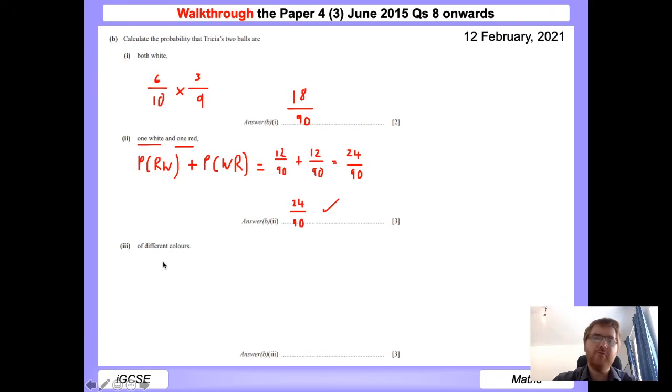Now part 3, we want to make this as easy as possible for us. So we want to work out the probability that they're different colours.